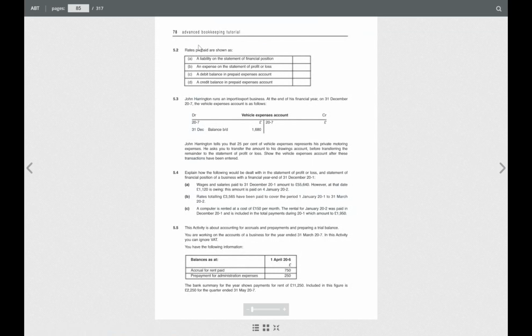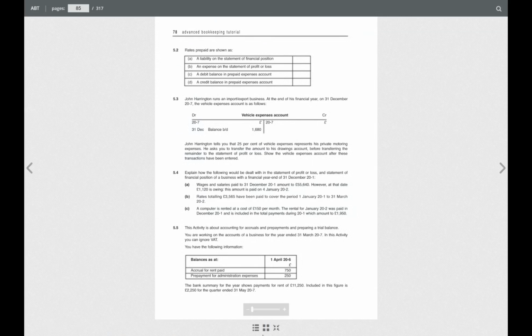Okay, one more for you, Sylvia, then I'll go to the next student. Rates prepaid are shown as a liability on the statement of financial position. Hold on one second. An expense on the statement of profit or loss. A debit balance in prepaid expenses account. A credit balance in prepaid expenses account. And rates prepaid is a liability.